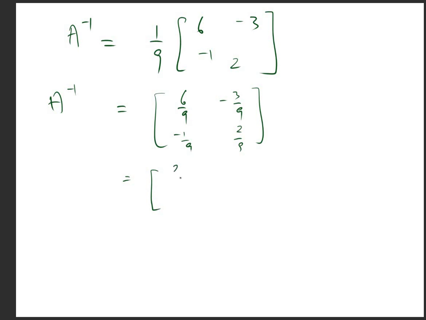6 over 9 is 2 over 3. This is negative 1 over 3. This is negative 1 over 9. This is 2 over 9. That is the A inverse. That is how you find the inverse of a 2 cross 2 matrix. It's as simple as that.